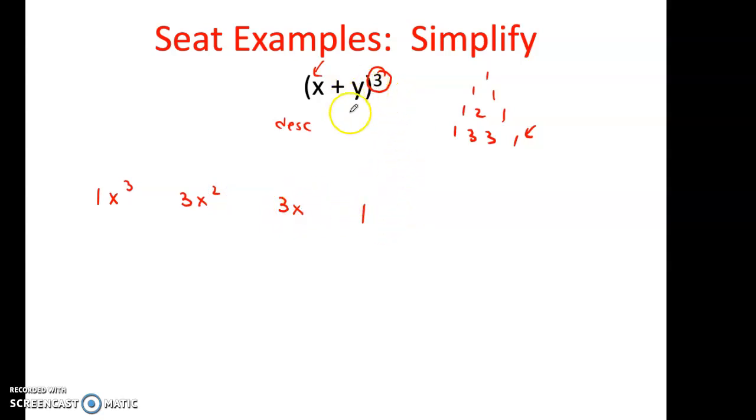The y's you're going to do ascending from the right, or you can just look at this and say this is from the right side. So start on the right side and start with the highest. Y cubed, y squared, y. Or you can look at it from the left and say, okay, you're going from y to the 0, y to the 1st, y squared, y third.